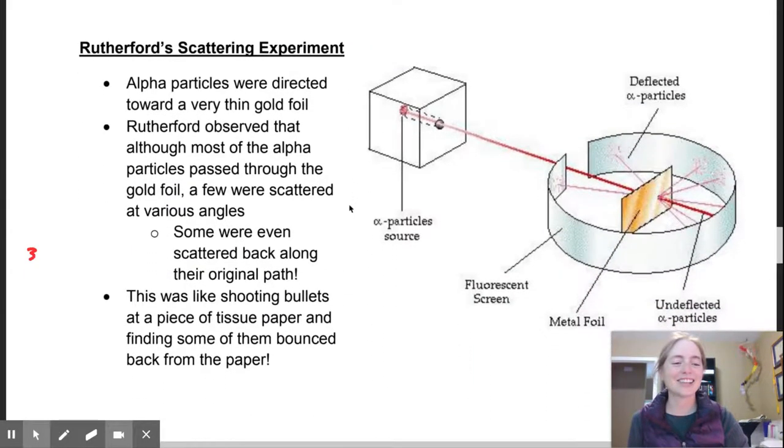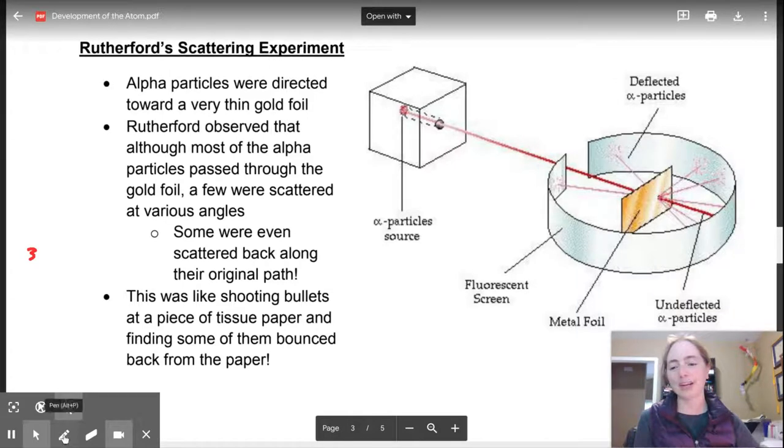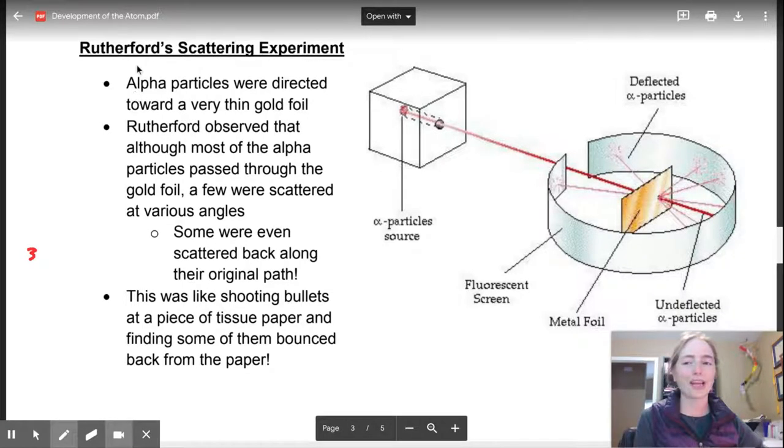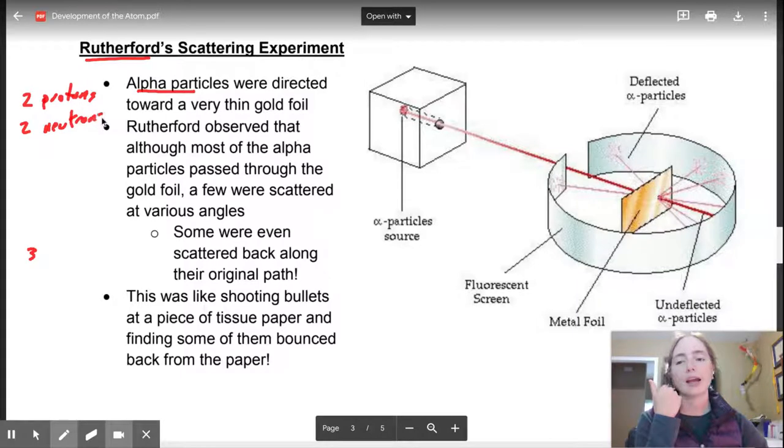Okay, ladies and gentlemen, on to our next piece. So we are now looking at Rutherford. Rutherford was the next scientist to move the idea of the structure of the atom forward. And so what he did is he took a bunch of alpha particles. Now remember, alpha particles are 2 protons and 2 neutrons, and as we'll be looking at later, a good source of them is some radioactive elements.